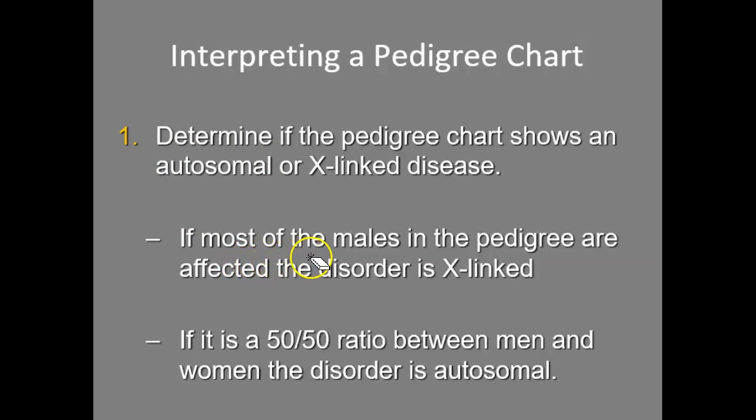If most of the males in the pedigree are affected, then you're going to look at it and say it's X-linked. You would see mostly males affected. If it's about a 50-50 ratio between men and women, you'd say it was autosomal. If the disorder is X-linked, most of the males will have the disorder because you've got to remember that the Y chromosome cannot mask the effects of an affected X. That's why most of the men have a sex-linked trait. A female can have the disorder, but it would be a very low percentage. For a female to be affected, she would have to receive an affected gene from her mother and her father. That means that the father would also have the disorder, and the mother was a carrier.